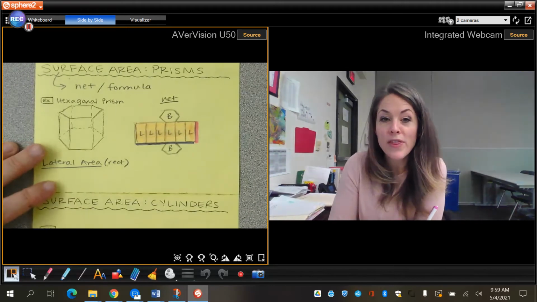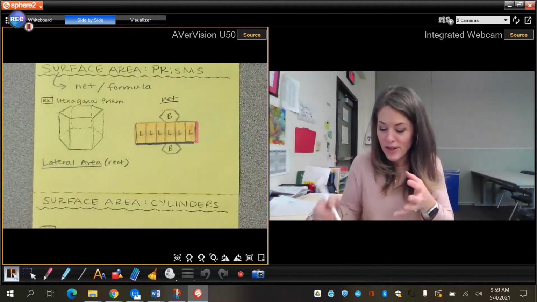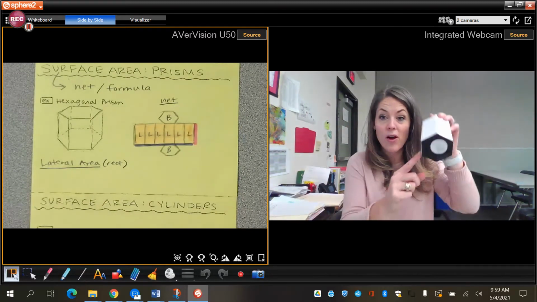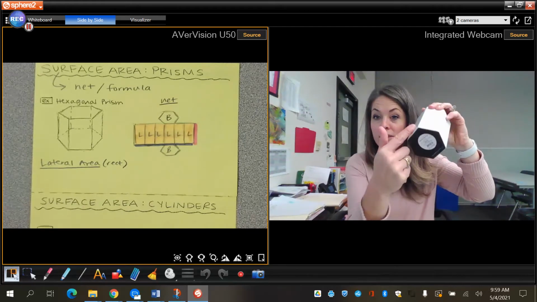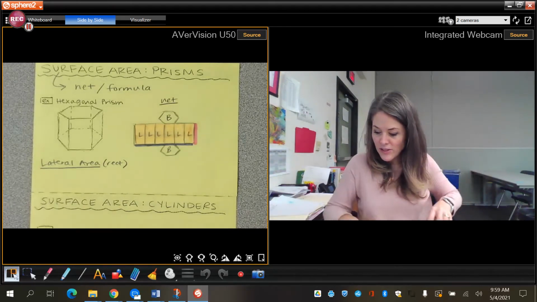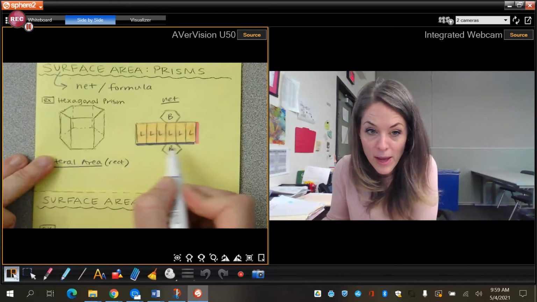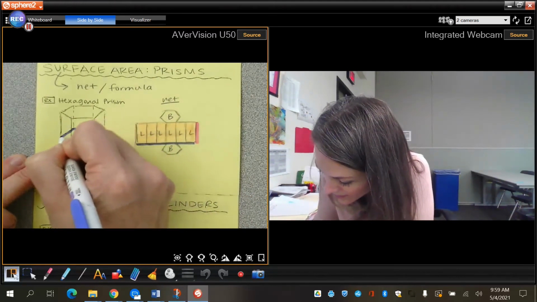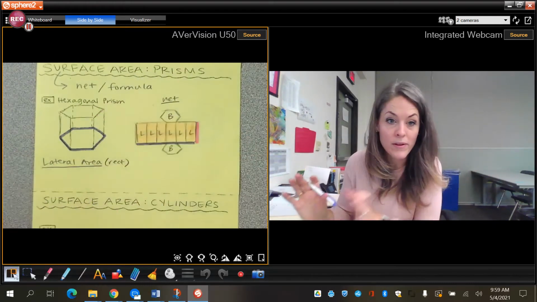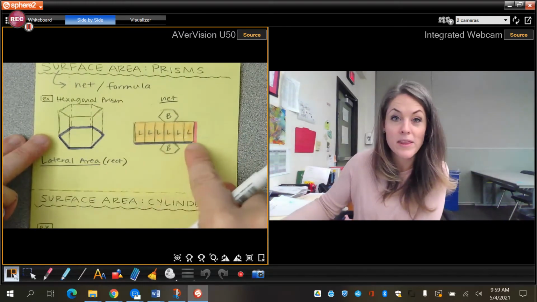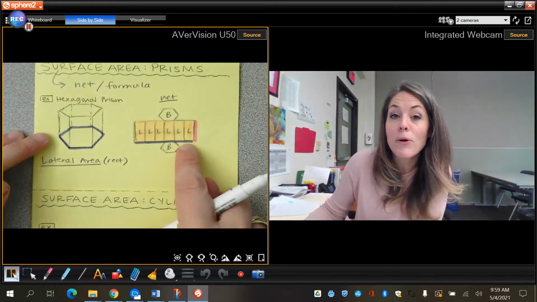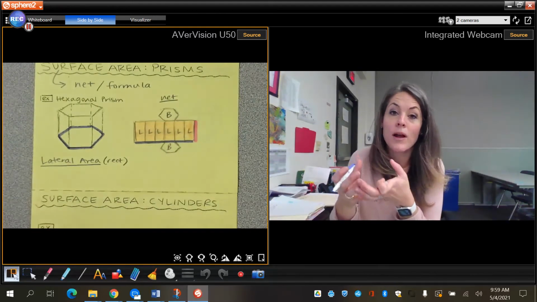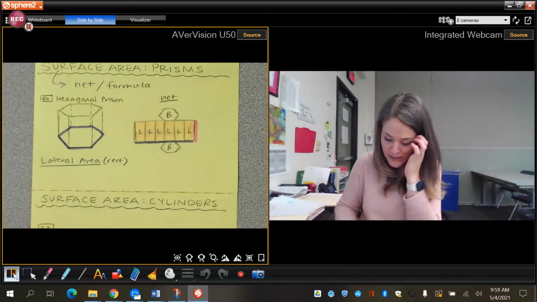So if I think about folding this up, all of these rectangles would fold around, right? All the rectangles would fold around that base. So if I were going to outline that here, that blue here, it would look like this. If I open that up right here, that would unfold to be this blue line. So really, that's the perimeter of the base. This length of the rectangle is going to completely wrap around that base, so it's going to be the perimeter of the base.